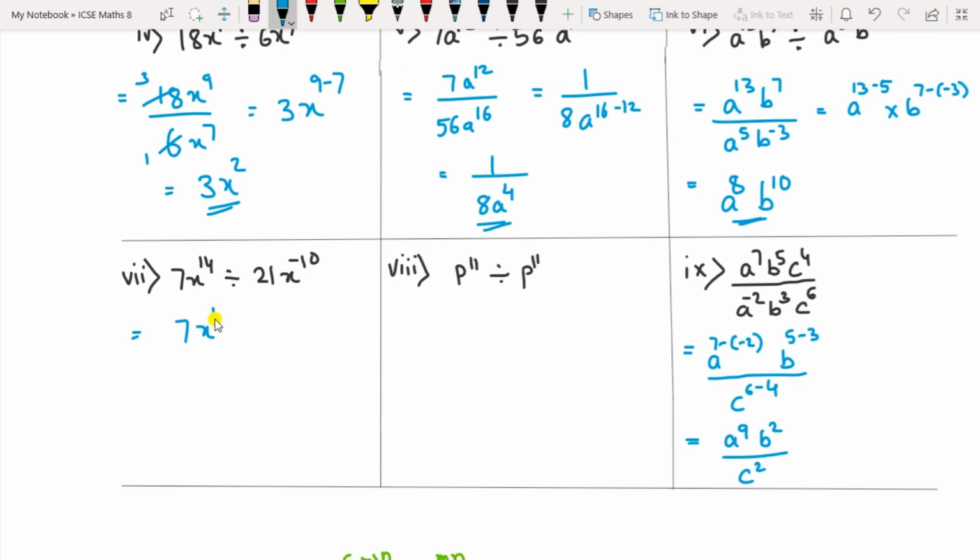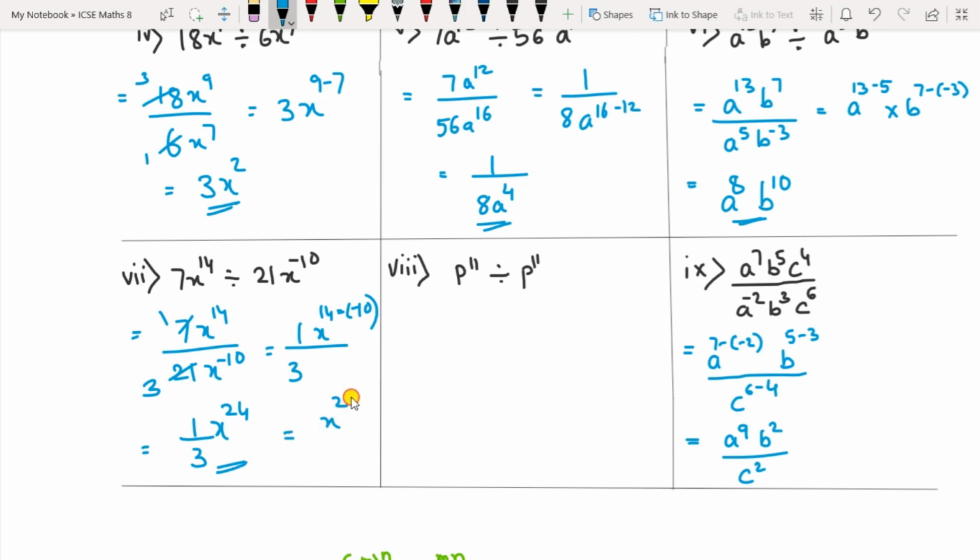7 x raised to 14 upon 21 x raised to minus 10. So this becomes 7 1s are 7, 7 3s are 21. So it becomes 1 by 3. Okay, x raised to, this minus 10 will go up. So 14 minus of minus 10. So it becomes 1 by 3 x raised to 14 plus 10. 14 plus 10 is 24. That is the answer. Or you can write it as x raised to 24 by 3. So this way also you can write it.